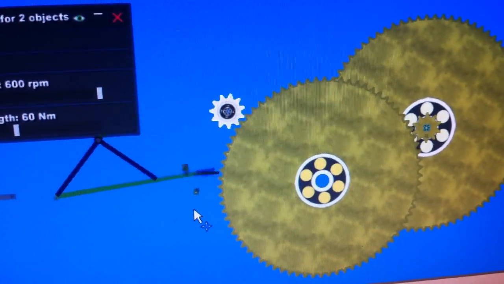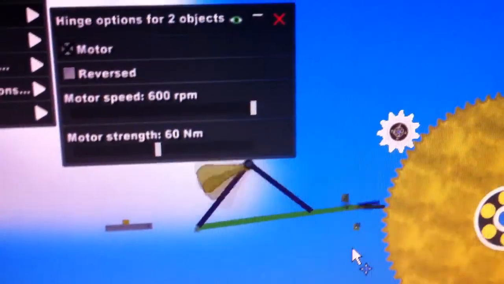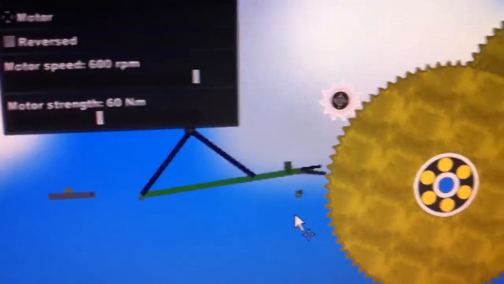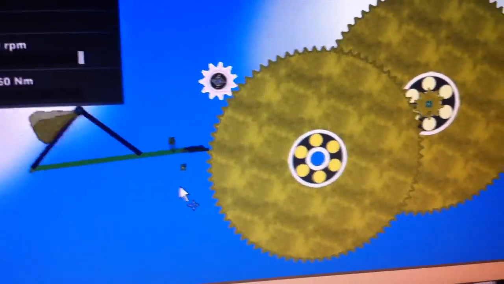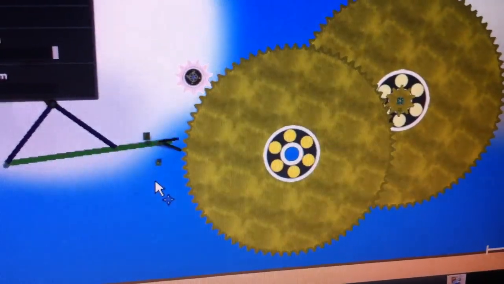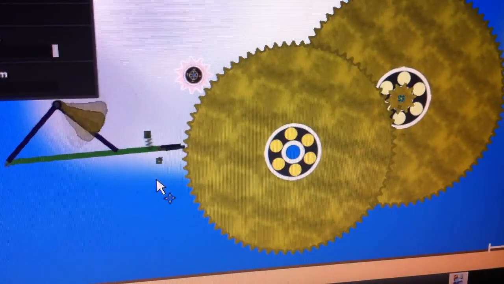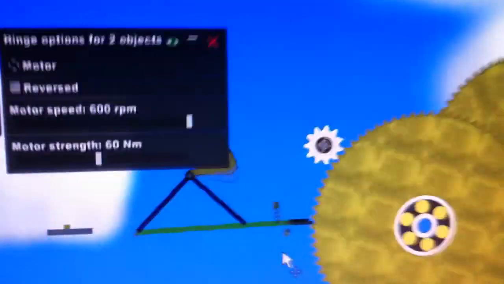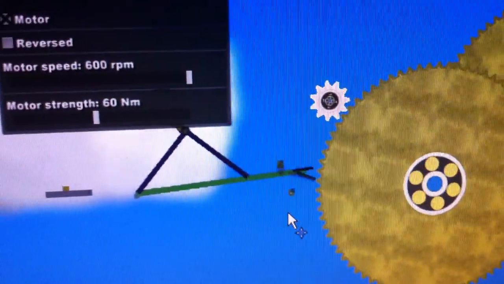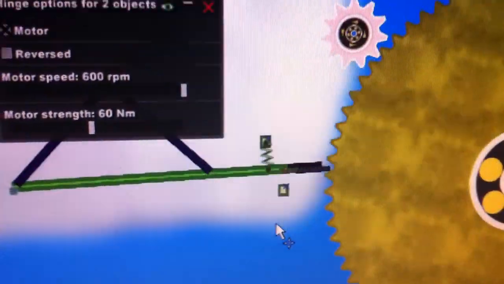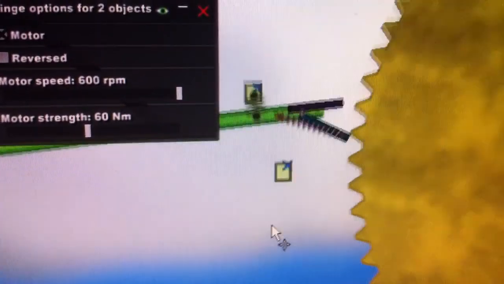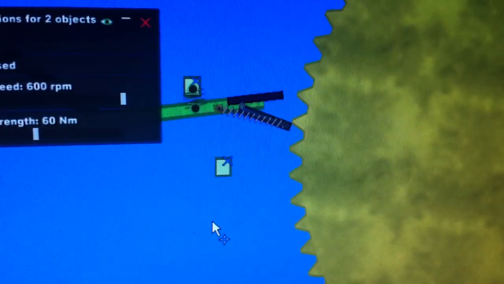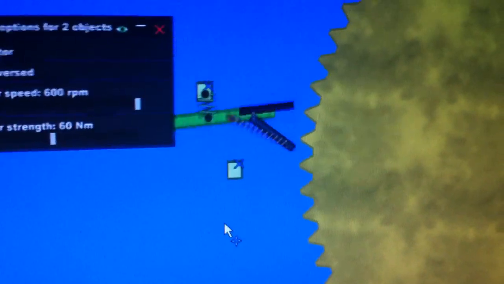Flywheel is slowing down while that motor's set on 60. And now the flywheel is turning in the other direction. So there's quite a bit of energy coming out of that bouncer, pushing those gears down. I believe that is proof of overunity.